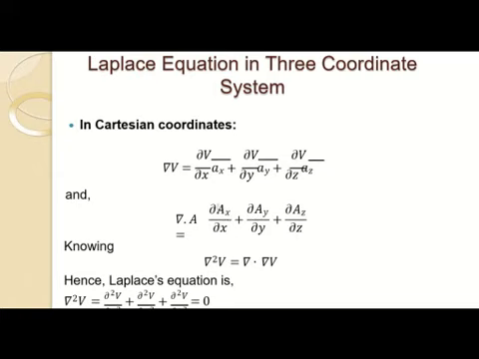So Ax is equal to del V by del x, Ay is equal to del V by del y, Az equal to del V by del z. Finally our aim is to prove the Laplace equation, that means grad square V, nabla square V. So nabla square V is equal to del square V by del x square plus del square V by del y square plus del square V by del z square, which is equal to 0.